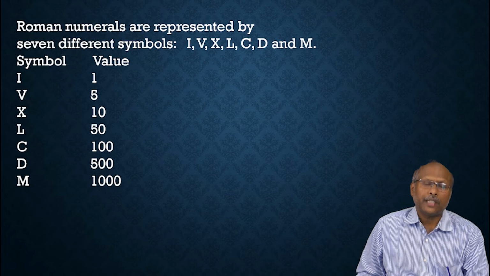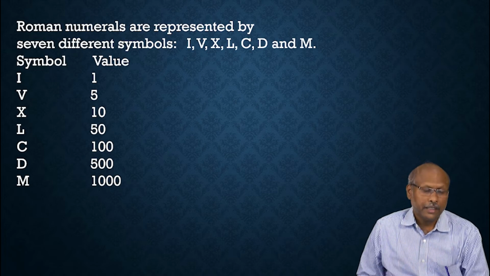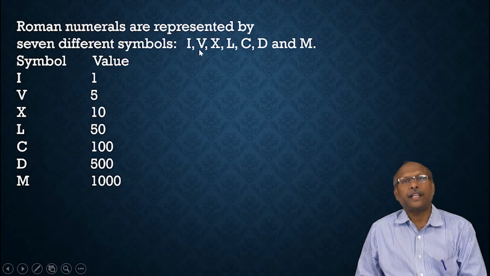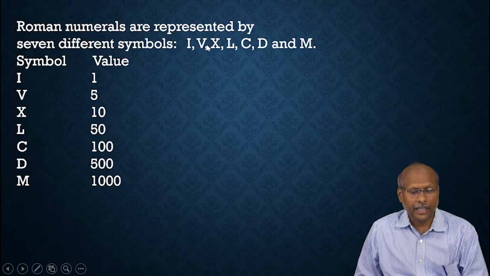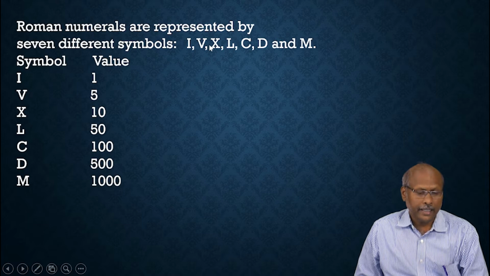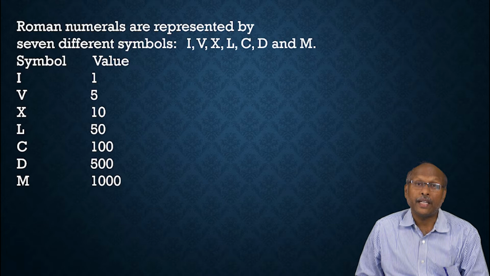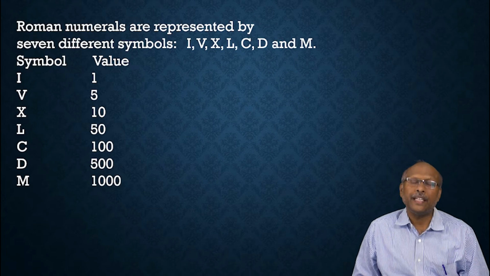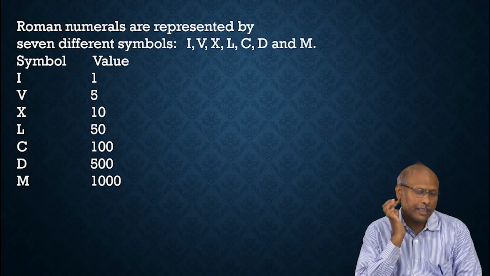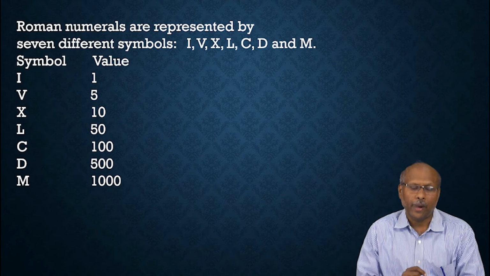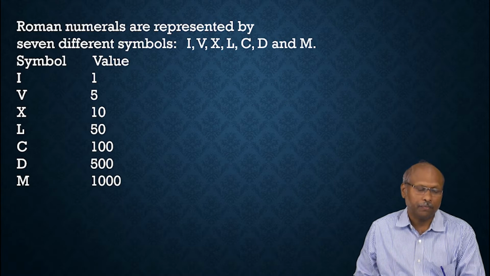Generally, Roman numbers are represented by special symbols. How many symbols are there? There are 7 different symbols: I, V, X, L, C, D, and M. Using these symbols, you can represent any integer. The given question is, if I give you a Roman number, you have to convert it into the respective integer value. So try to know the value of each symbol.